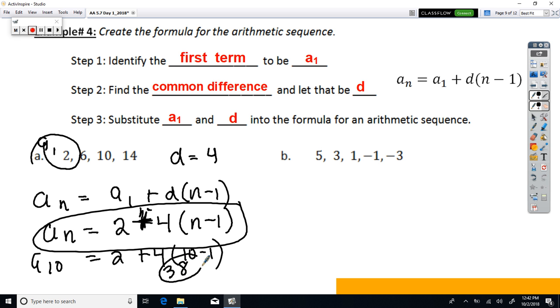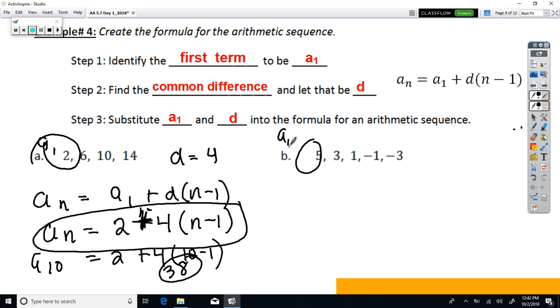So if you want, sometimes they'll ask you to do like the 20th term, the 100th term, the 200th term. You just have to read. Next one, a sub 1 would be, yep.